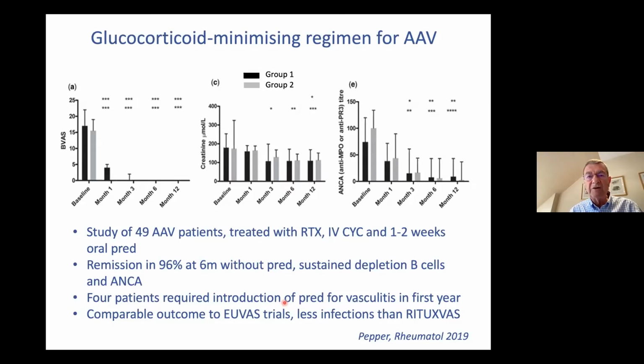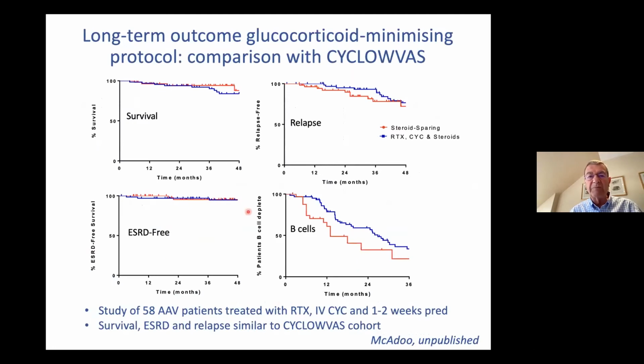And my colleague, Dr. McAdoo, has recently compared a larger number of these patients who had the glucocorticoid minimizing protocol with those treated with the full CycloVas protocol, which includes maintenance steroids. And you will see that there is no difference in either patient survival, development of kidney failure, or relapse. However, the patients with the steroid sparing protocol do have a quicker return in their B cells, so they might have a propensity for more relapse in future. So I think this is a very encouraging approach, which deserves further study, perhaps with a randomized controlled trial. Because remember, this is not a trial, this is just a cohort study.